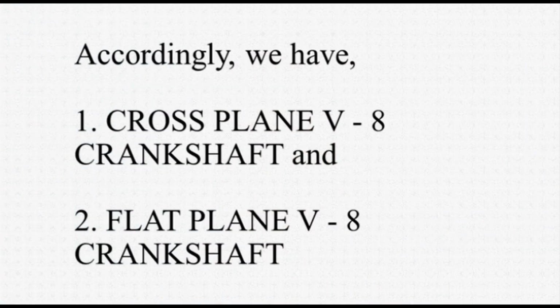There can be two different arrangements as far as the position of crank pins is concerned. Accordingly, we have number 1, the cross plane V8 crankshaft, and number 2, the flat plane V8 crankshaft. Cross plane V8 crankshaft. Cylinders are paired as 1, 2, 3, 4, 5, 6 and 7, 8. As already mentioned, 4 crank pins hold the big ends of connecting rods from these cylinders.